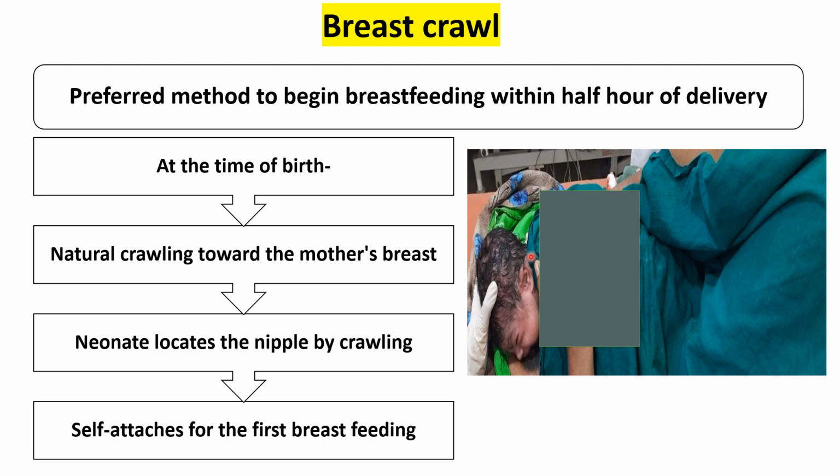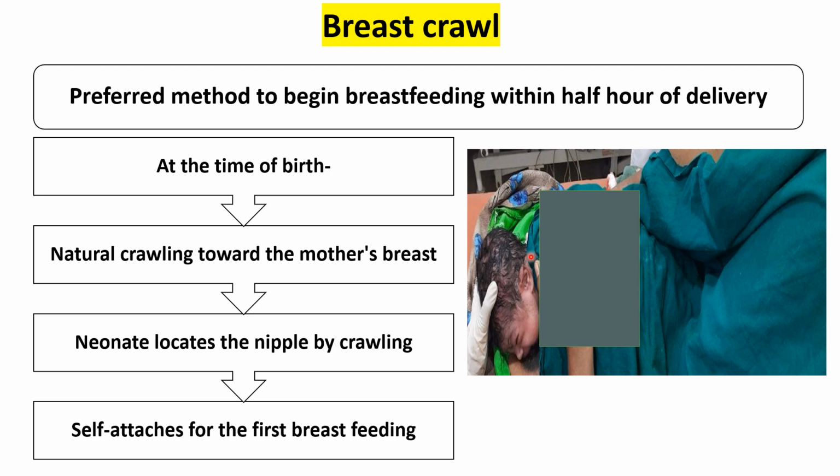Whenever the baby is full term, having normal tone and crying immediately after birth, then we have to start the breast crawl method. If the baby has poor tone, does not cry immediately after birth, or is preterm, then we have to start resuscitation. In such a case, we cannot do this method.